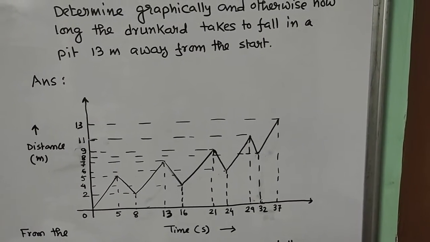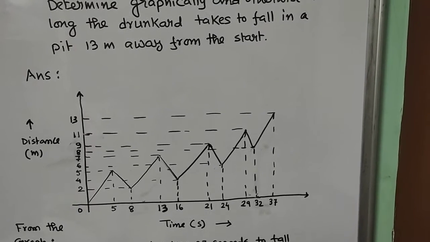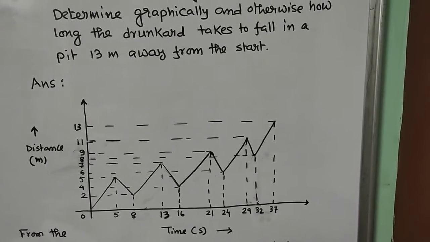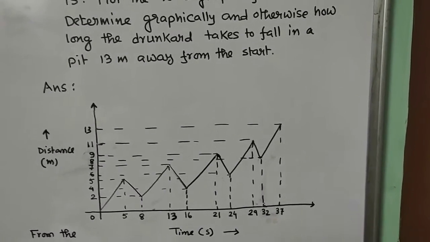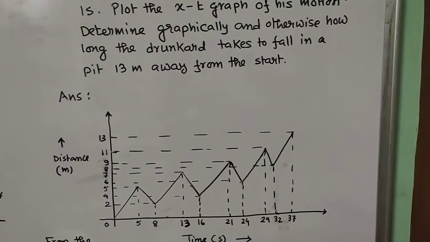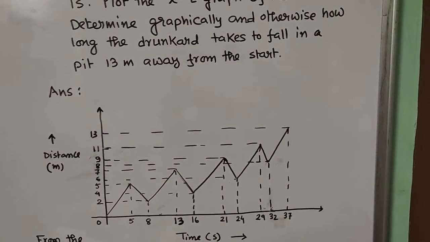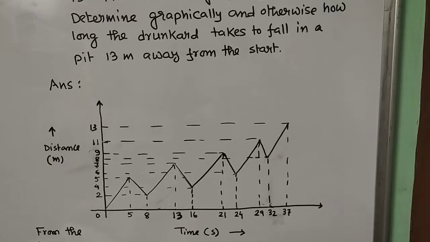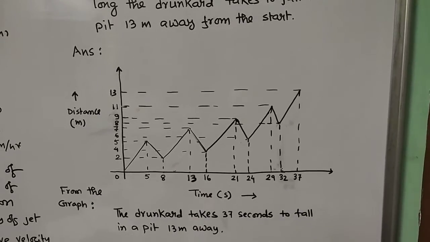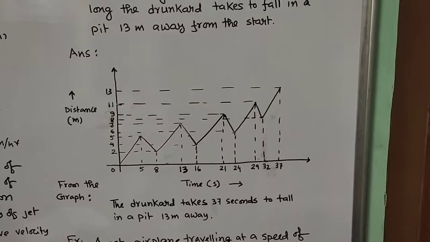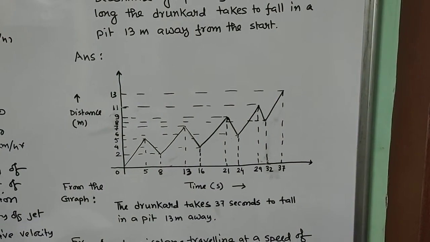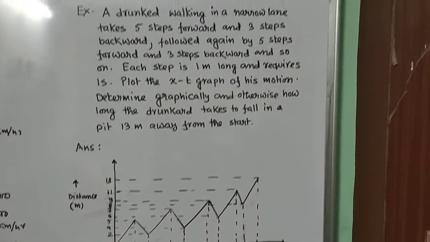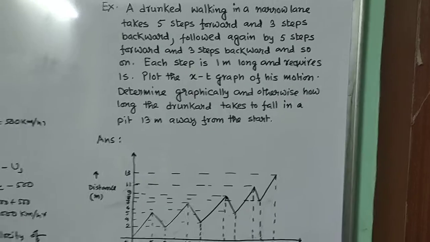And 13 meter corresponds here again to 32 plus 5, that is your 37. So 13 meter corresponds to the time 37 seconds. The pit is 13 meter away from the starting point. So definitely the person takes 37 seconds to fall in the pit, which is 13 meter away. So that's why we have written from the graph, the drunkard takes 37 seconds to fall in a pit 13 meter away.